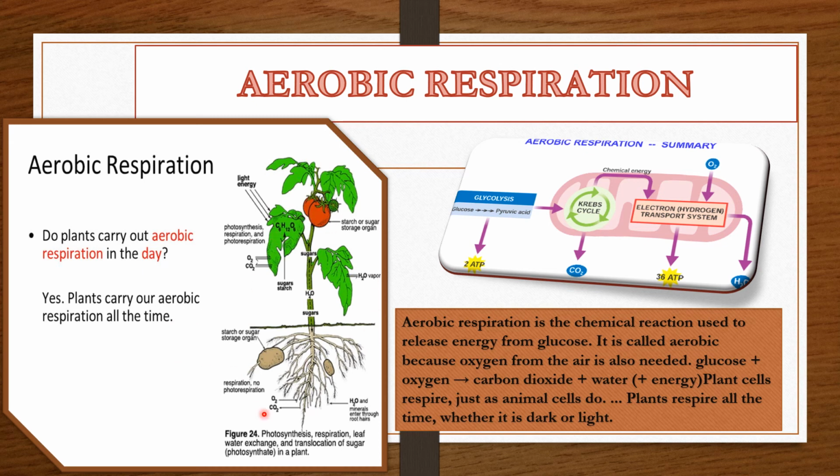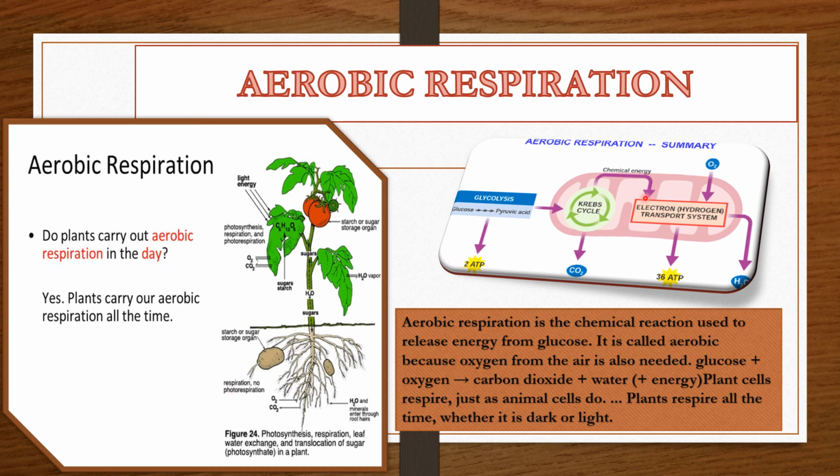This is the diagram showing photosynthesis, respiration, leaf-water exchange, and translocation of sugar in a plant at a time. Light energy is trapped by green leaves or by chloroplast of green leaves. Starch or sugar stored here in fruits. And starch or sugars storage organ is another one, root, this one. Photosynthesis, respiration and photorespiration occurs here.